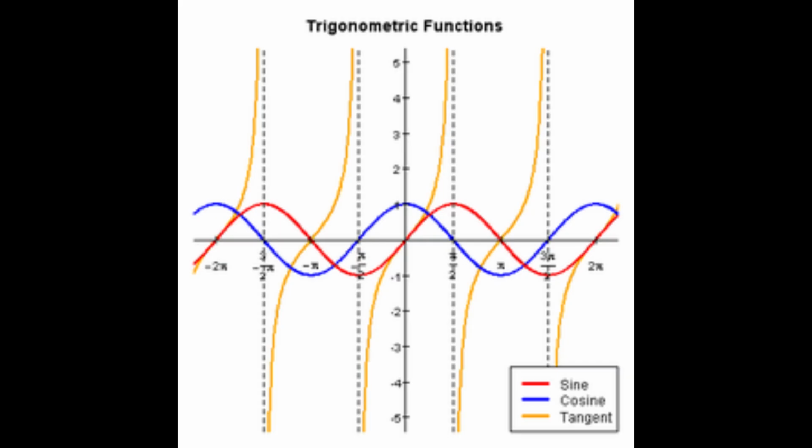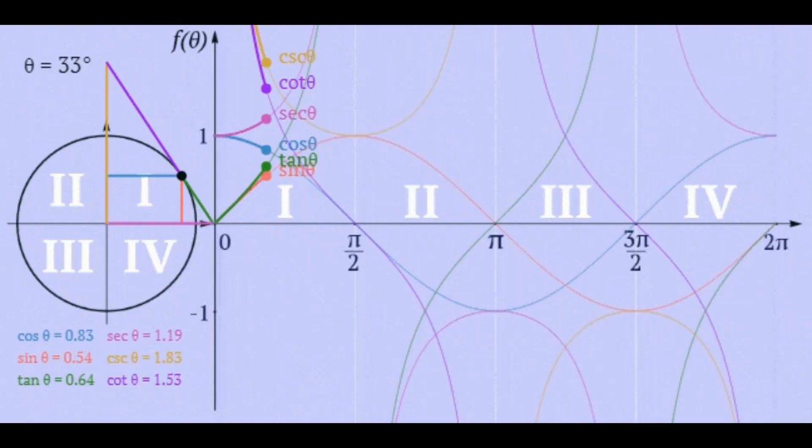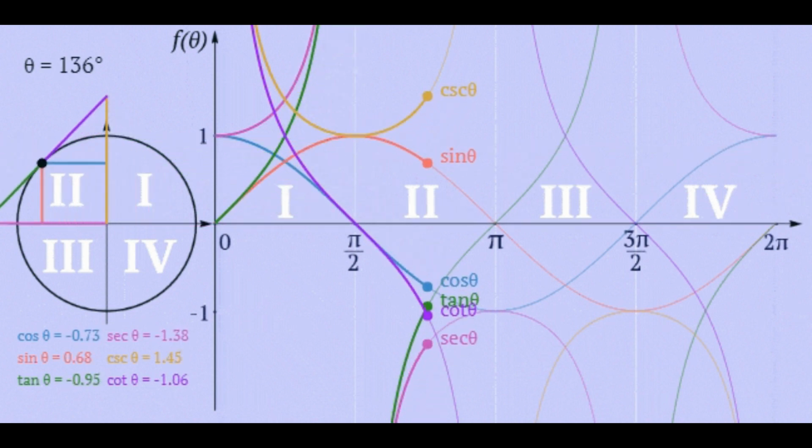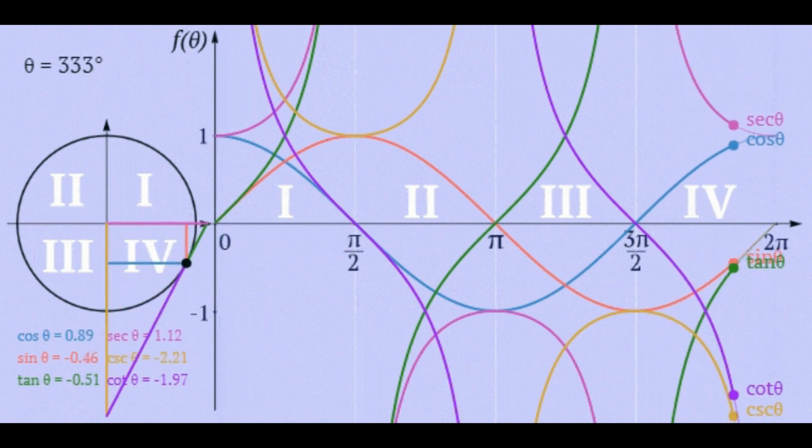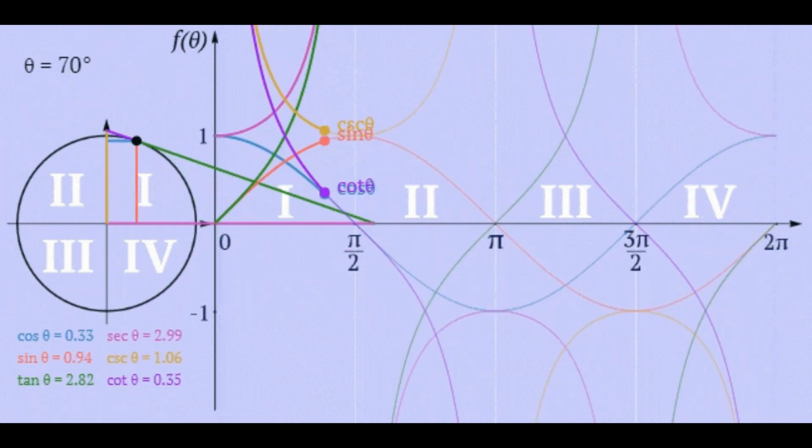In this figure, we are observing the graphs of three trigonometric functions: sine function, cosine function, and tangent function. Here the graph of the sine function is shown by the red curved line. The graph of the cosine function is shown by the blue curved line, while the graph of the tangent function is shown by the yellow curved line.